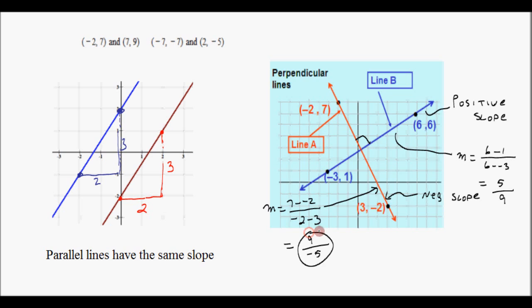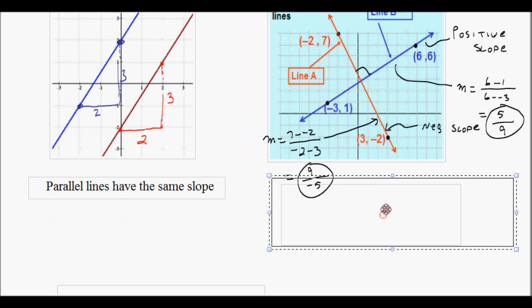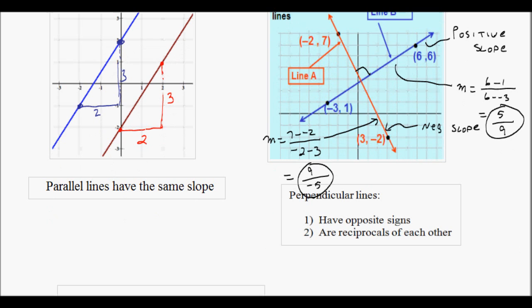Now compare those two slopes. One's positive and one's negative. We already knew that much. But not only that, they're reciprocals of each other. 9/5 and 5/9 are reciprocals. So they have opposite signs and they're reciprocals of each other. Well, that's true of any perpendicular lines. So any two perpendicular lines will always have these two characteristics: they have opposite signs and they're reciprocals of each other.